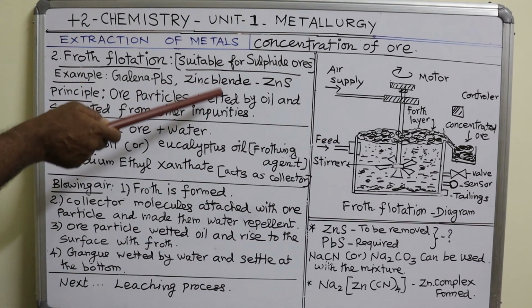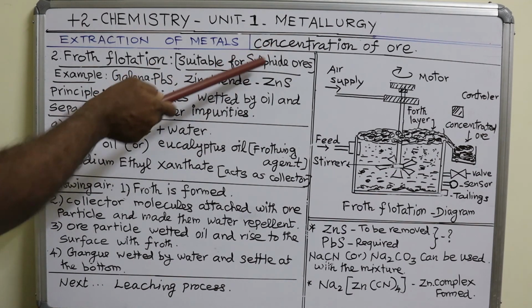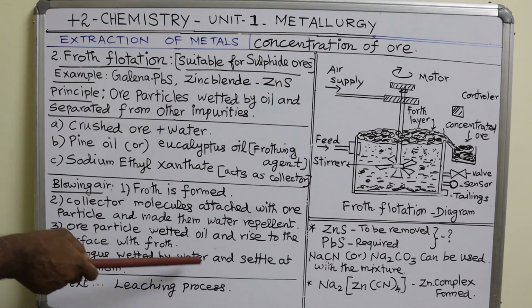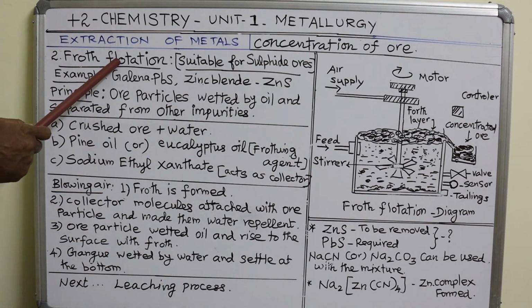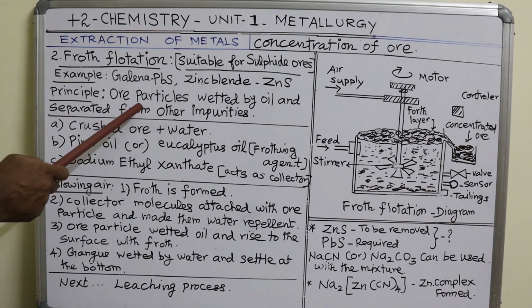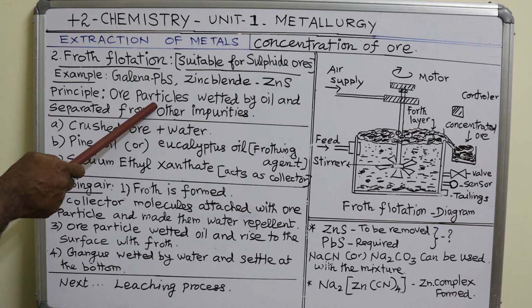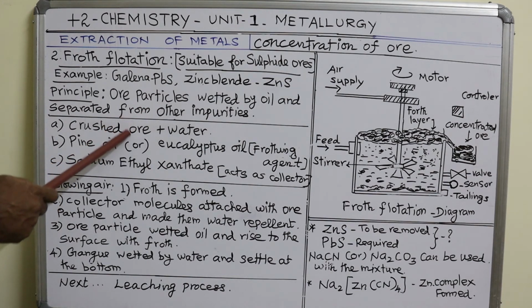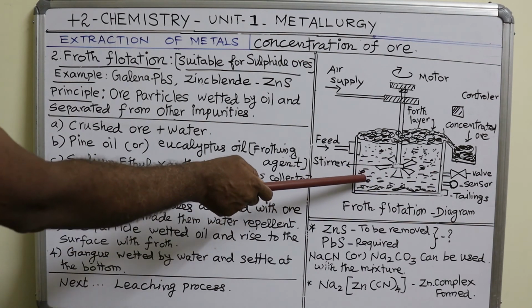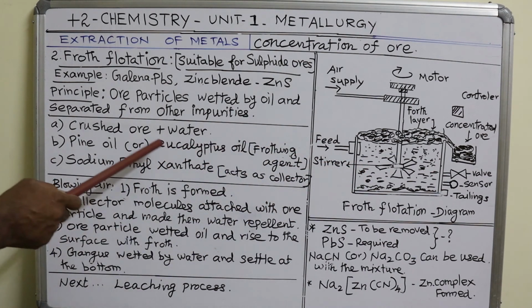So this is one of the most important methods of concentration of ore. This can be asked as a 5-mark question. Generally, many 2-mark questions are also hidden here. That is, the definition of froth flotation can be asked, and what types of ores can be concentrated using this method can also be asked. What is the principle behind froth flotation can also be asked, and the mixture used in froth flotation taken in the iron tank can also be asked.